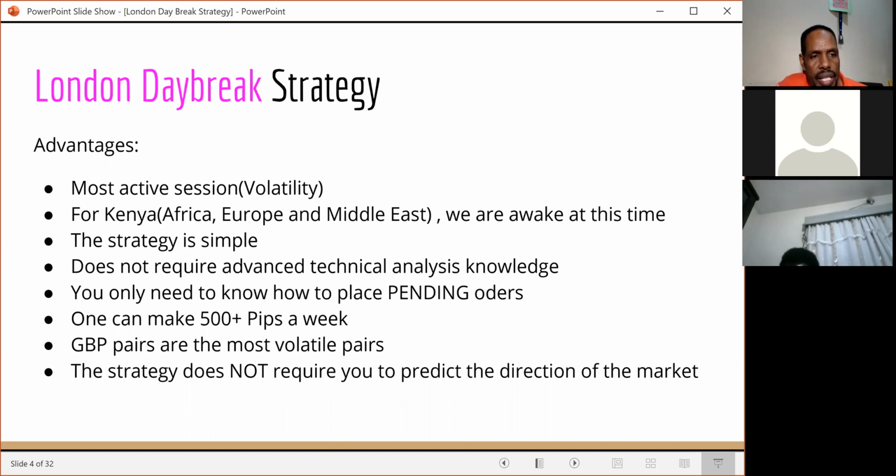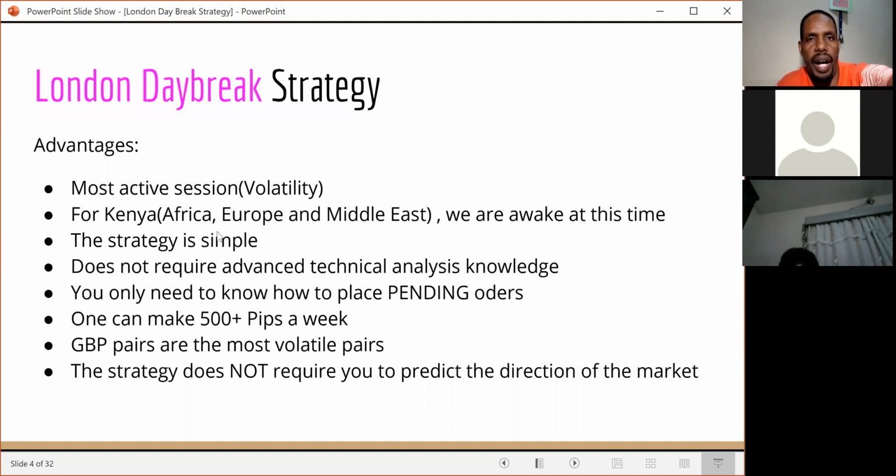And I always say that we in Kenya, that is Africa, Europe, and Middle East, are better placed to trade this market because it comes on when we are awake. Okay, people in the US will have to wake up early at night, like 2 o'clock, to be able to trade the London session. So the strategy is simple.